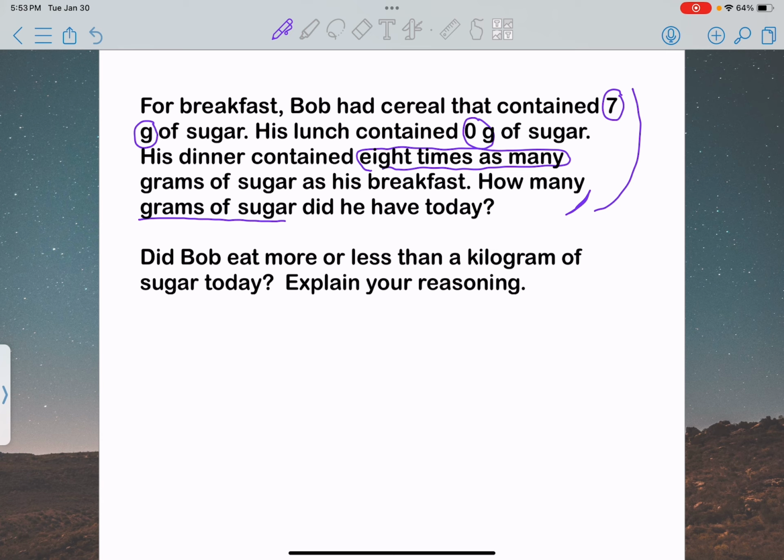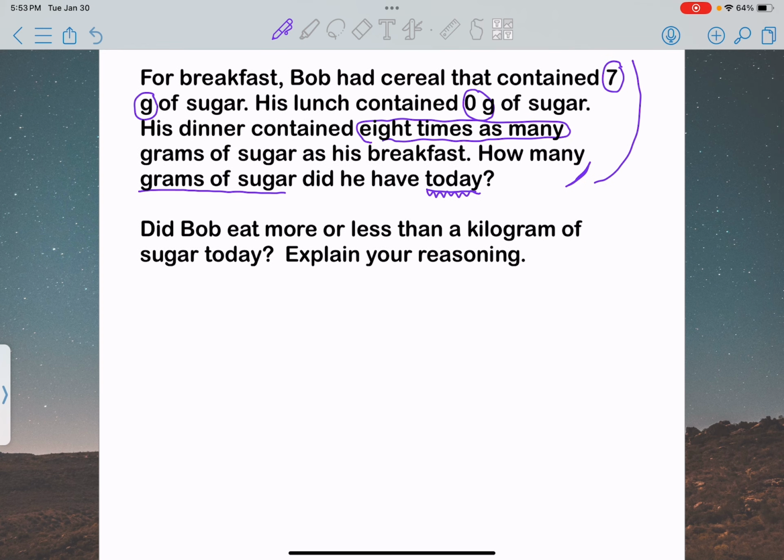The other thing I notice is that it says today, but earlier in the problem it never said today. It said breakfast, lunch, and dinner. So this tells me that I'm probably going to have to add those things together in order to find out all of the grams of sugar from all of today. So now that I have those circled and I figured out what I need to find, and that I'm probably going to have to add stuff together, to organize my thoughts, I'm going to write a B for breakfast, an L for lunch, and a D for dinner. And I'm going to solve each of those.